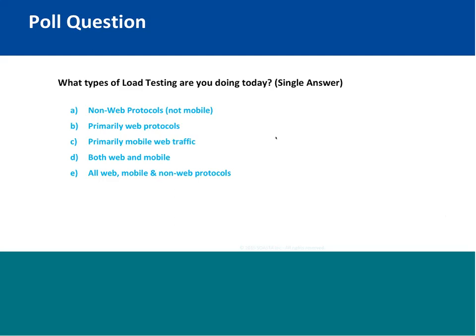All right, a couple seconds left. Oh wait, this one looks like it was possibly set for... there we go, the poll has ended. All right. So we're looking at 11% for non-web protocols, 23% for primarily web protocols, 11% for E, which is all web, mobile, and non-web protocols, and 0% for both C and D. 0%, okay.